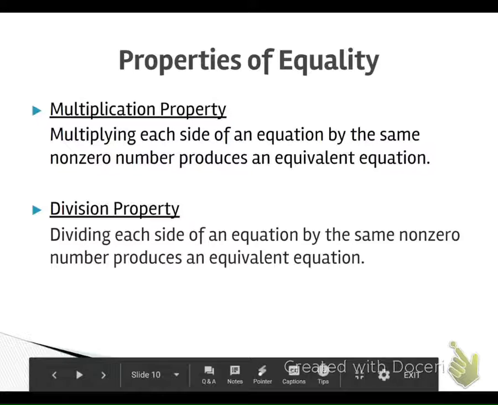Okay, so our first one up, we have the multiplication property. Multiplying each side of the equation by the same non-zero number produces an equivalent equation. So we see here, if you had 1/4 z equals 6, then if we did 1/4 z equals 6, if we multiply each side by 4, if I wanted to get rid of this 4 over here and move it to the other side, what would I have to do?